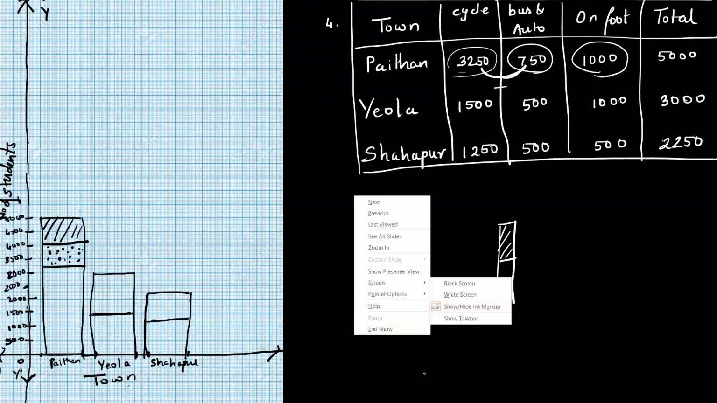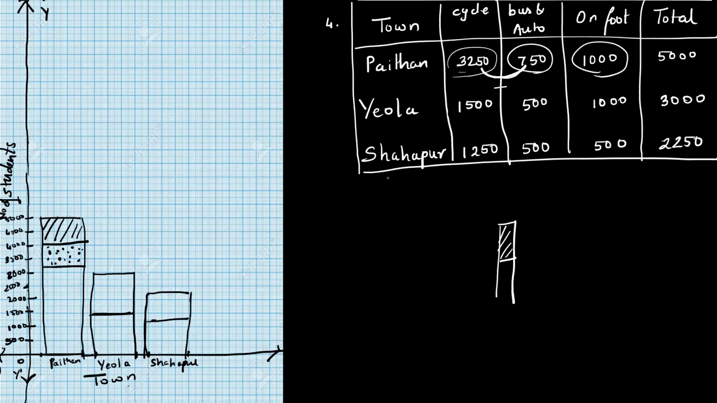2,000, because 1,500 plus 500 is 2,000. So 2,000 comes here. So here again, this becomes my on foot, and this becomes my bus and auto. Next, 1,750. 1,750 will be between 1,500 and 2,000 over here. So again, this becomes the on foot part, and this becomes the bus and auto.